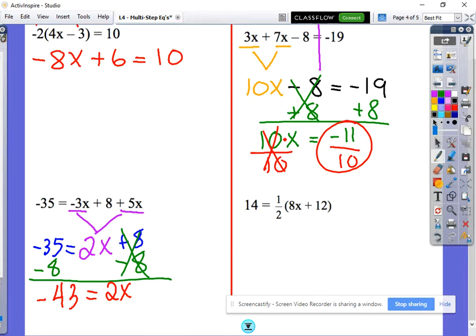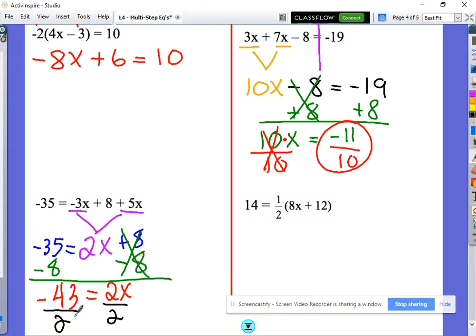And then, of course, our final step here is to divide. So we can divide by 2. And once again, negative 43 over 2, can't even simplify it. That's our final answer. There you go. Got it. Okay. So this one's got a fraction in it.